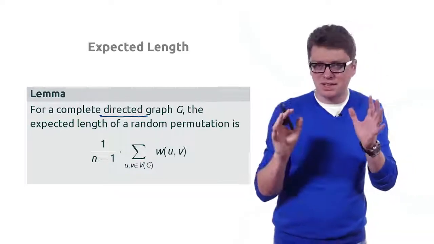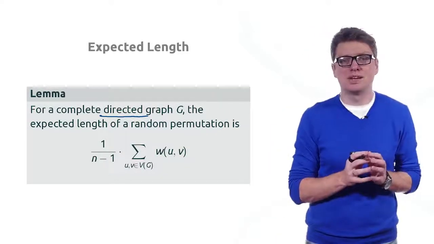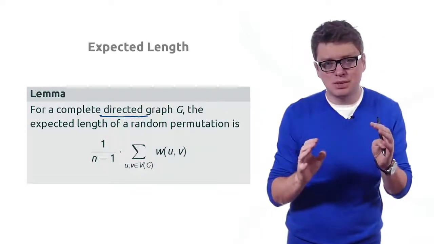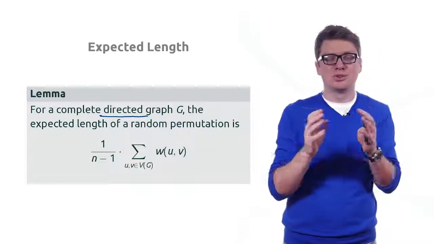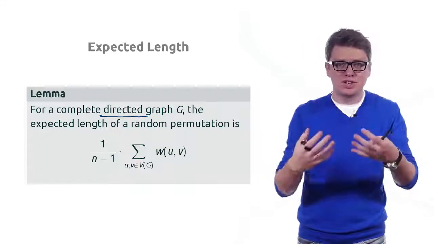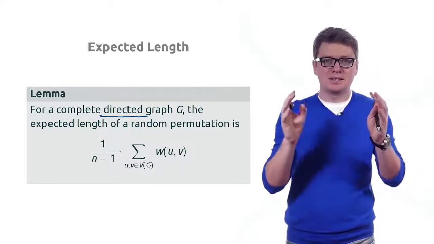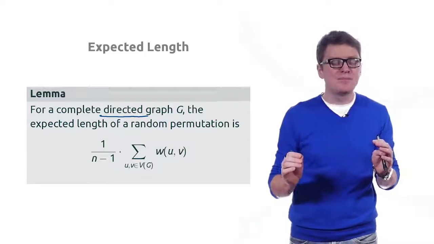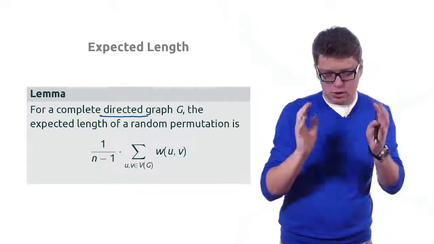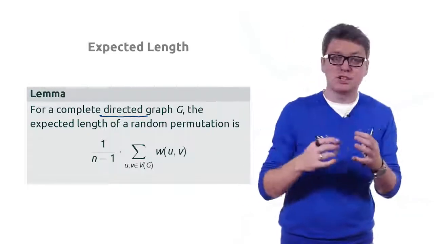In a cycle we have exactly n edges, and in a complete directed graph we have n times n minus 1 edges. Since everything is symmetric, each edge has probability 1 over n minus 1 to be included into a random cycle. This means that for each edge, its contribution to the expected length is its weight divided by n minus 1.